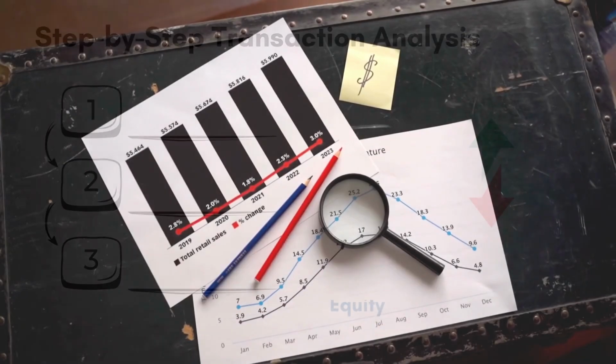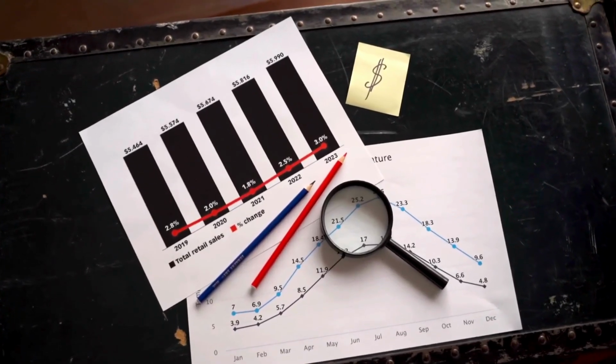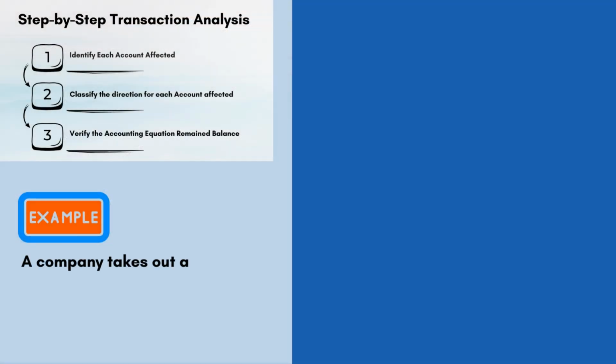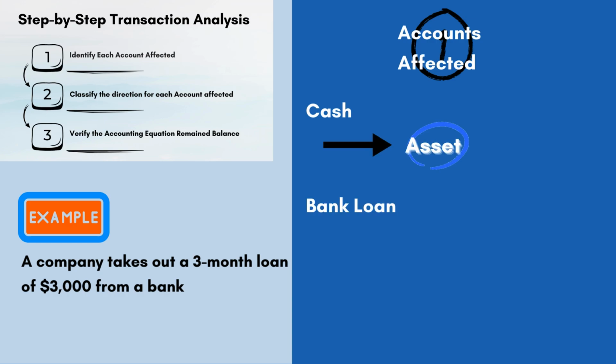Let's walk through a practical example to better understand the impact of a financial transaction. Imagine a company takes out a 3-month loan of $3,000 from a bank. First, identify each account affected by this transaction. Cash is drawn down from the bank. It certainly is an asset. Bank loan is a liability that the company will need to repay by cash in 3 months.